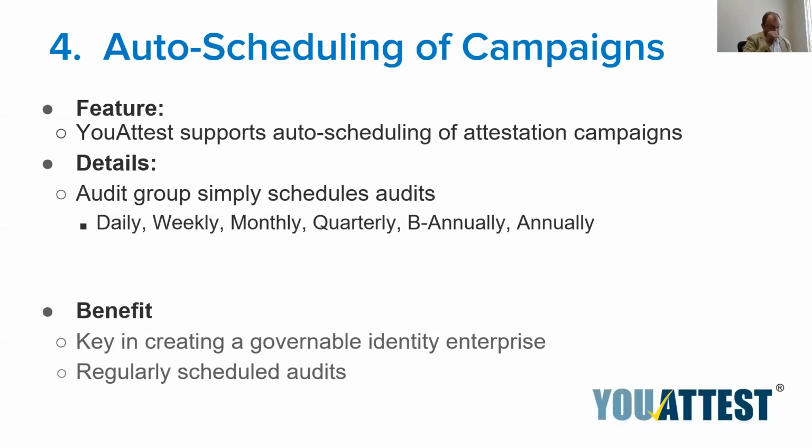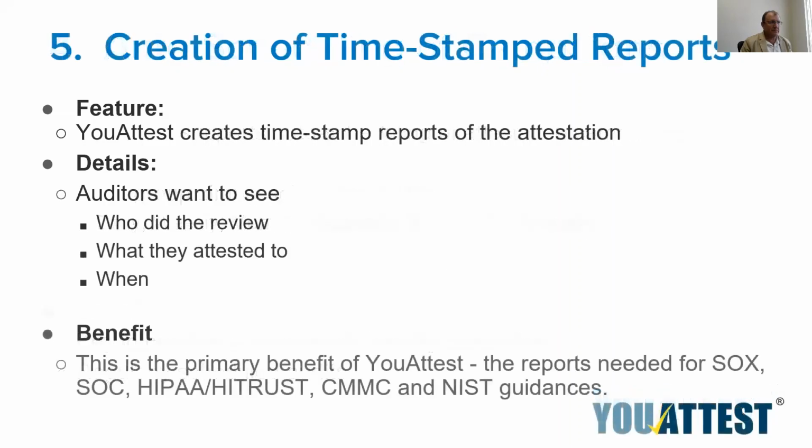Perfect. Once a campaign is created, in YouAttest we have auto scheduling, so the user doesn't have to do this every time. They can set the schedule on a monthly, quarterly, or semi-annual basis, and a campaign would run and then be assigned to a user who's going to review it. So this is built in. It's all GUI based. Within a few clicks, you can create an auto scheduling campaign. Just set it once, and the reviewers will get their notifications at the specified time. Next slide.